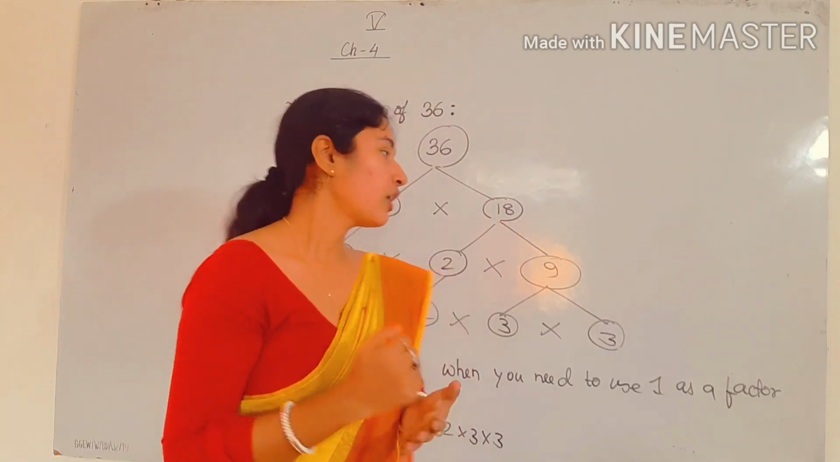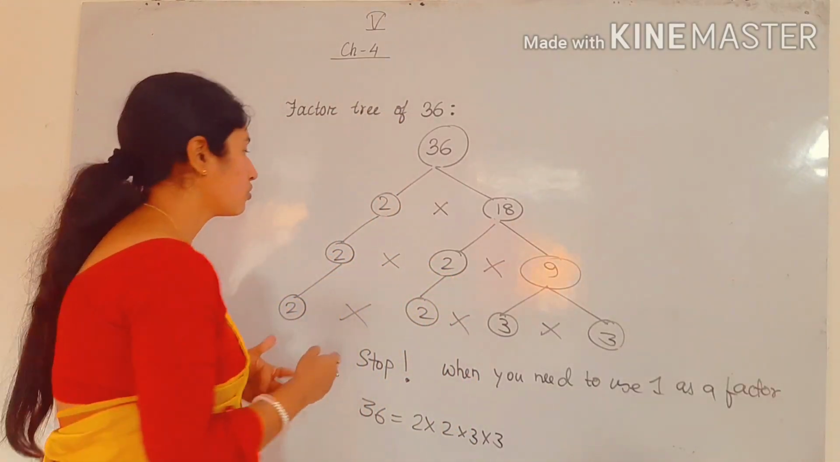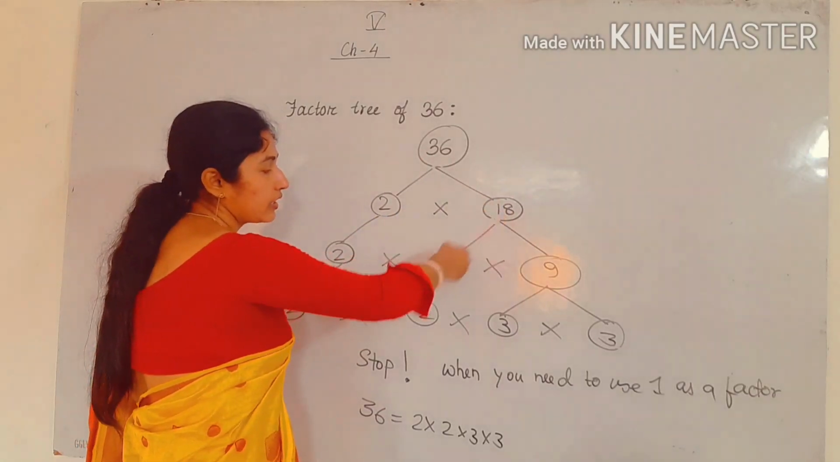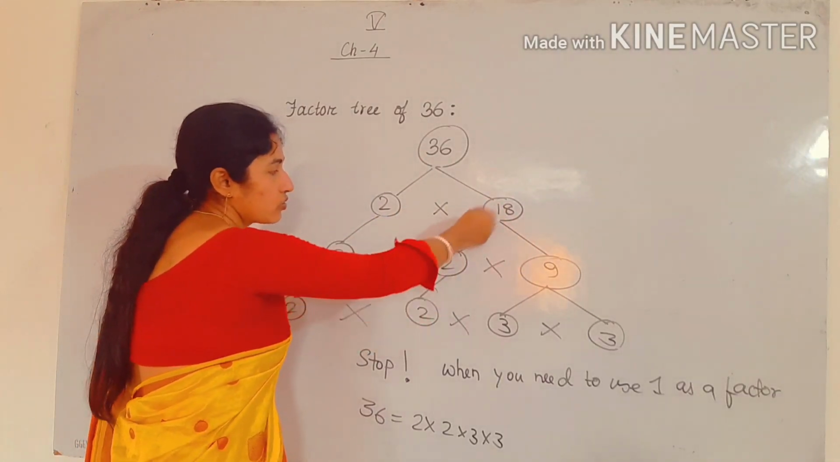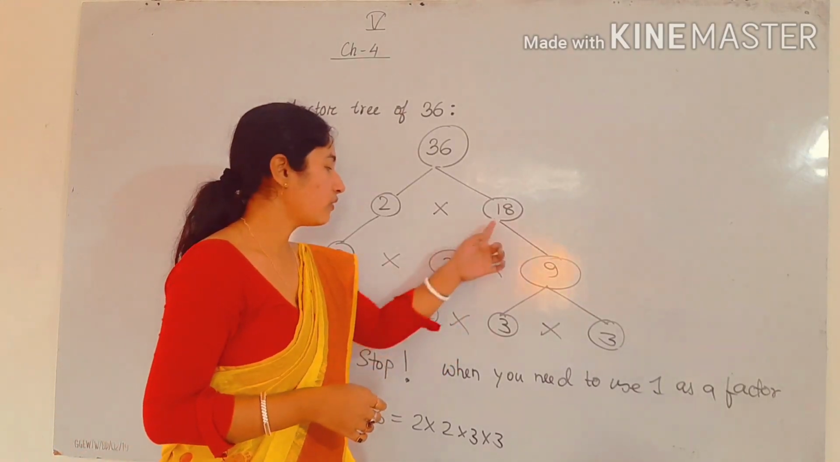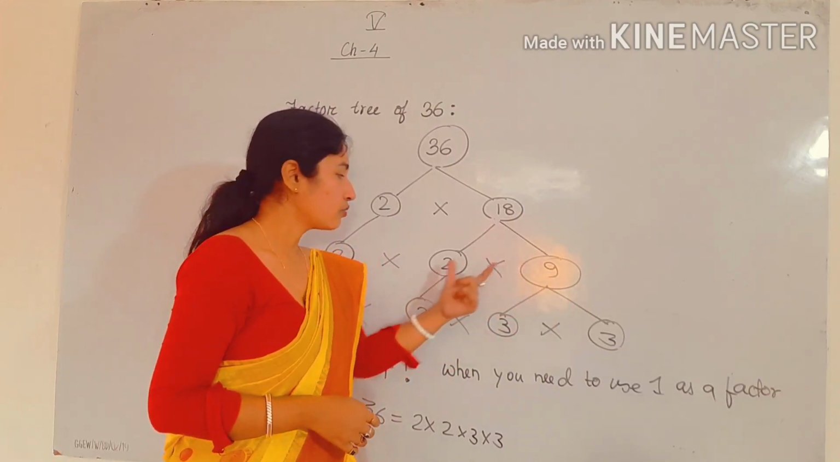Okay, so here we cannot use 1. You can use from 2 onwards. So 2 18s are... again 18 we can break it into 2 parts. So 18 comes in the table of 2, as you all know. So we can write 2 into what? 9. Okay, so 2 into 9.